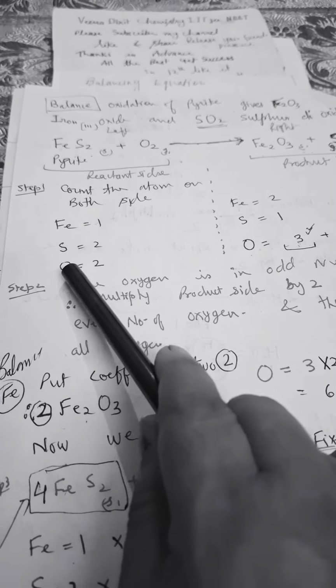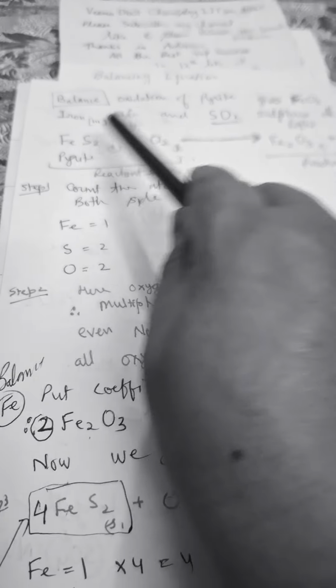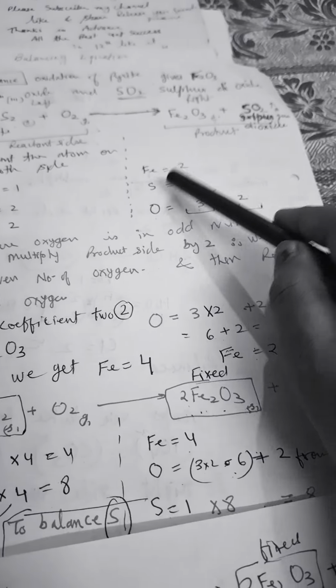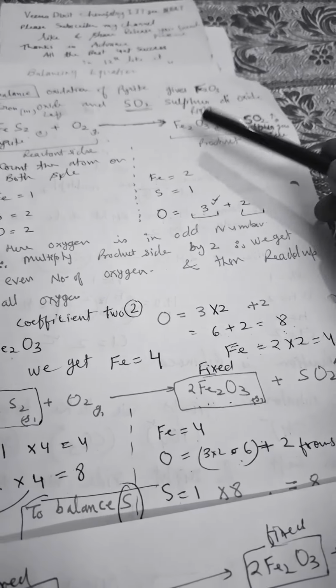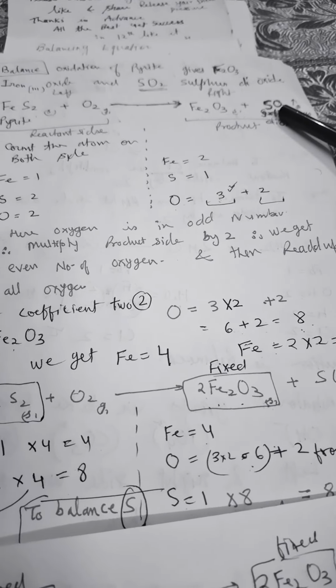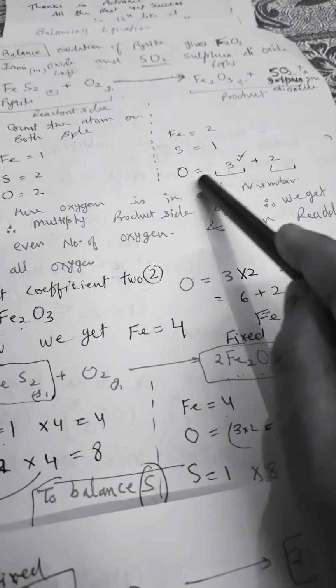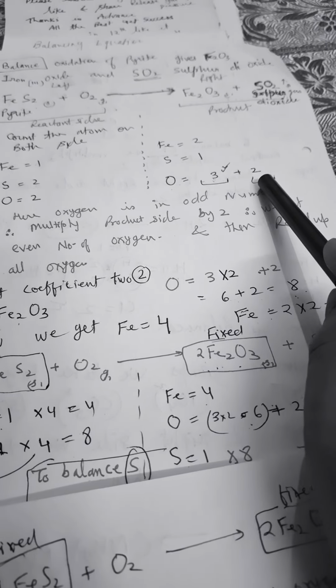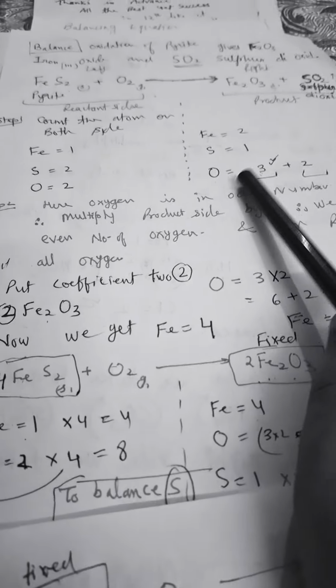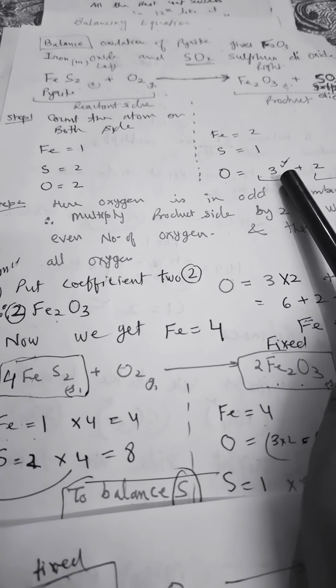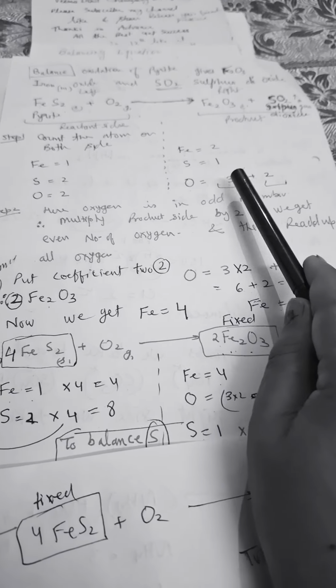Iron, sulfur, oxygen: 1, 2, 2 here. Here 2 iron, 1 sulfur and oxygen. Both of the molecules are having oxygen. So from Fe2O3 it is 3 and from SO2 it is 2. So first we will discuss this, because it is an odd number, we have to make it even.